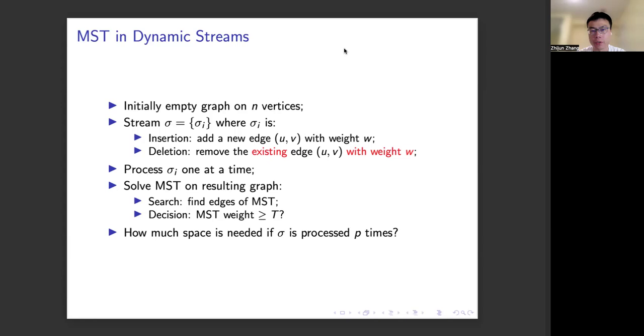And there are two different variants. In the search version, the algorithm needs to output all the edges of some MST. Well, in the decisional version, it's only required to decide whether the weight of the MST is at least some given threshold T or not. And what we care about is how much space is needed if the streaming algorithm is allowed to process the entire stream up to a total of P times.